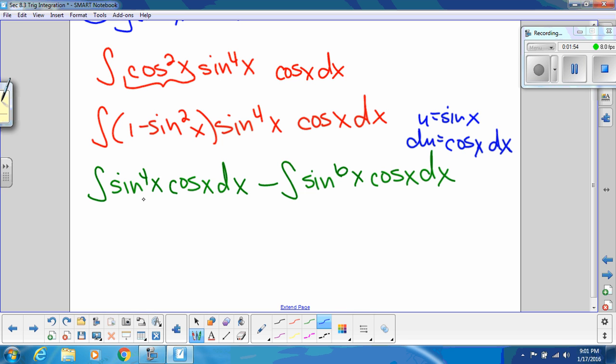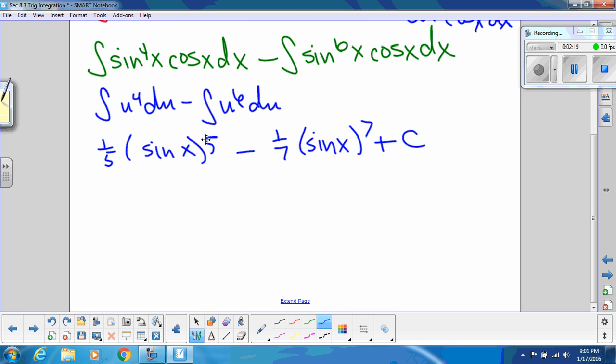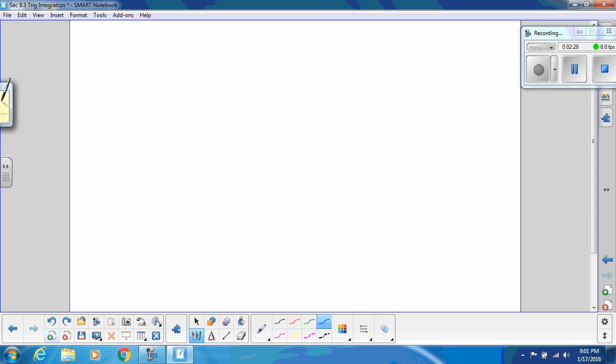All right. So this is going to be the integral of u to the 4th du minus the integral of u to the 6th du. So this is 1/5 sine x to the 5th minus 1/7 sine x to the 7th plus c. And you can write the 5th and the 7th right by the sine if you'd like. All right, so there's an example, a beefier example of taking out a single cosine or a sine. We did not get to do one with an even power, so let's do one like that.